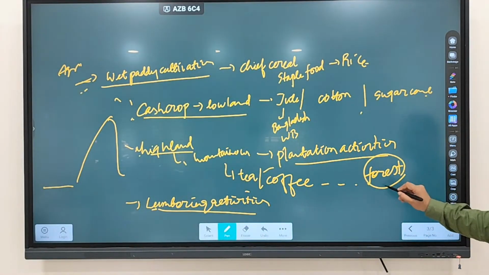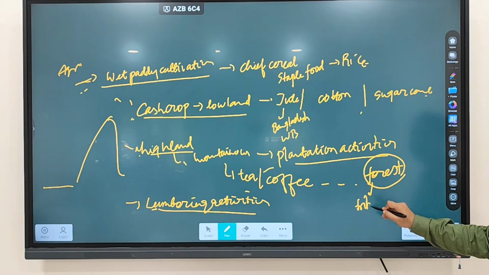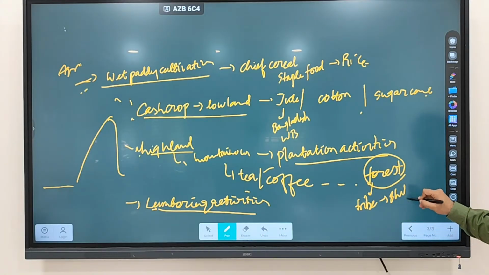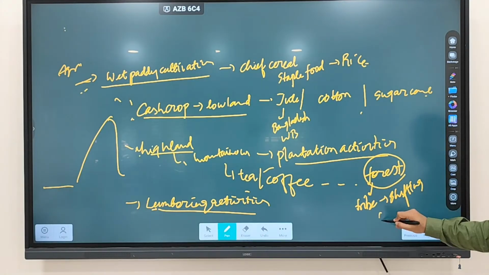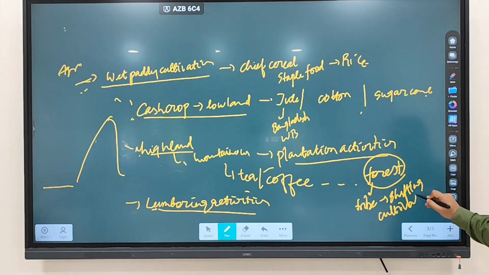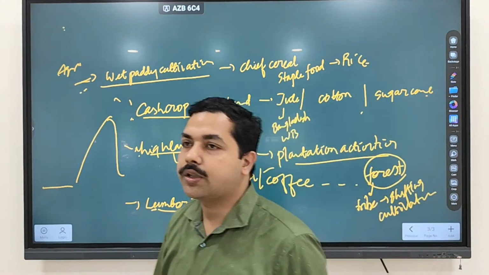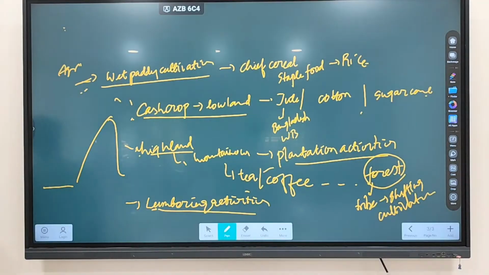you can see certain tribes also practicing which type of cultivation? Shifting cultivation. So where forests are more, there you'll see the tribes practicing shifting cultivation. Shifting cultivation is also known as slash and burn agriculture. So keep that name in mind, slash and burn agriculture.